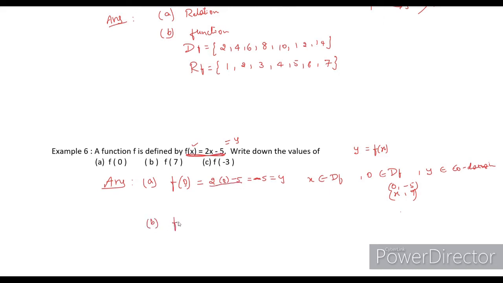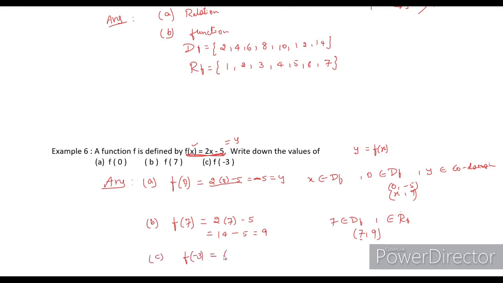Now second question, f of 7. F of 7 again. 7 belongs to the domain set and we'll apply this to the function. 2 into 7 minus 5. So 14 minus 5 is 9. Now where does 9 belong to? 9 belongs to the range set. So how does the ordered pair look? 7, 9. Whenever 7 is the domain element, the codomain element or the range element or the image is 9, for this particular function I mean.